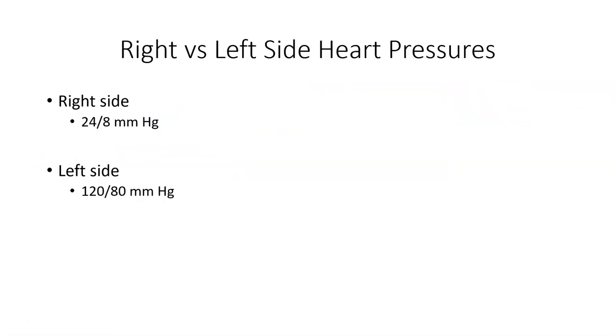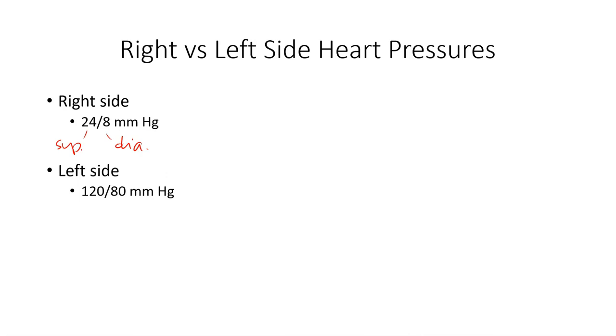We've talked about this already, but right side pressure is much lower than left side pressure. Where does the right side of the heart send deoxygenated blood? It sends it to the lungs. So we don't need incredibly high pressure traveling to the lungs. So 24/8, that pressure 24, is that systolic or diastolic pressure? That's systolic. And 8, of course, is a diastolic pressure.